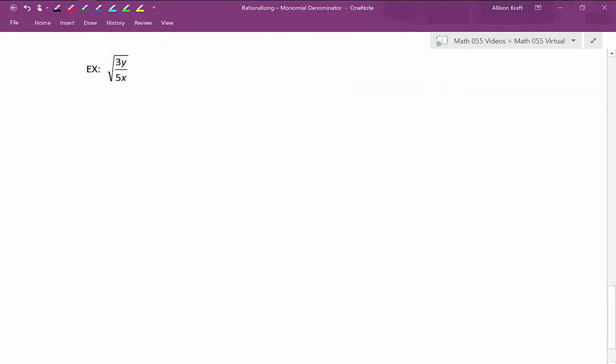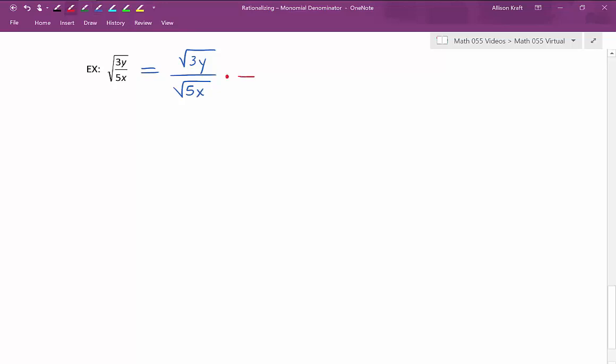In our last example, we have the square root of a fraction. We saw this when we were dividing radicals and working with our quotient rule. Notice that the fraction does not simplify. So the first thing we want to do is apply our quotient rule and break this up into the square root of the numerator over the square root of the denominator.